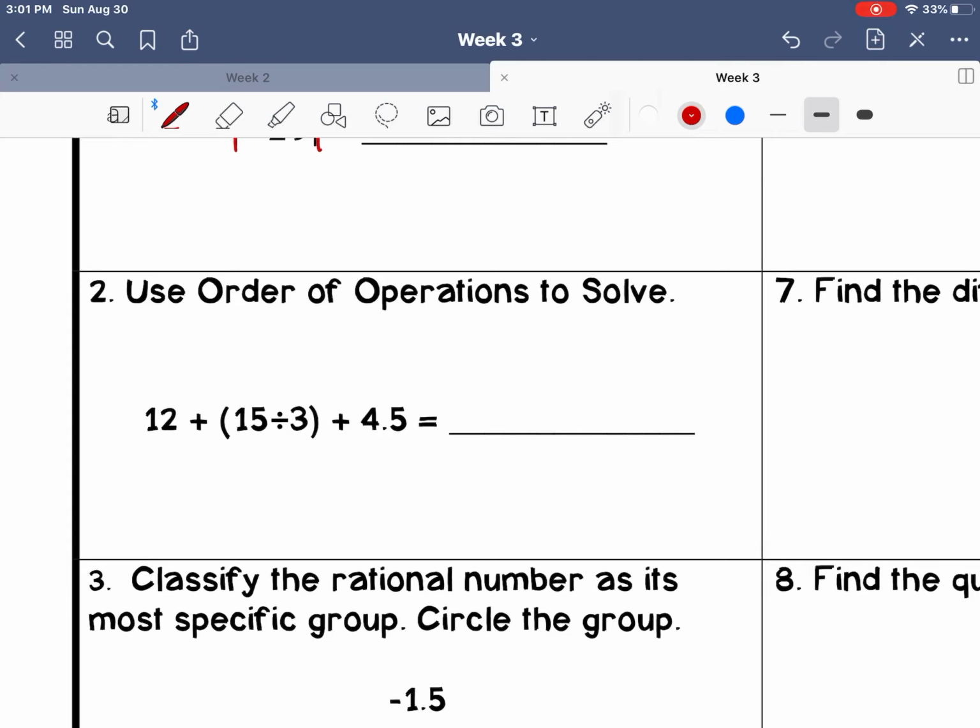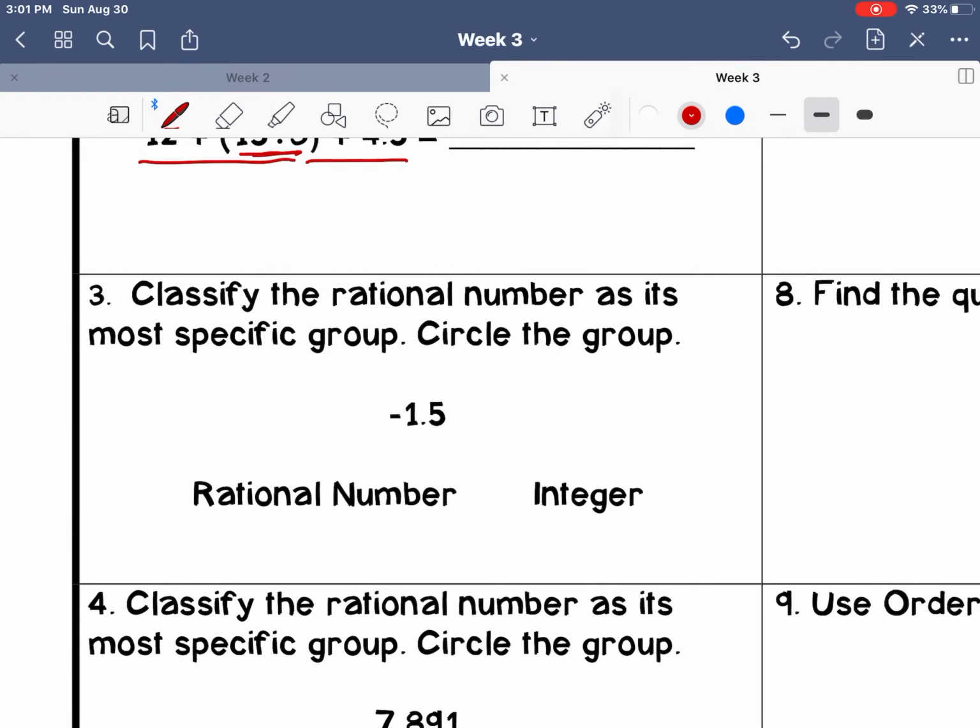Number 2 says use order of operations to solve. Order of operations are parentheses, start here. Exponents, there aren't any exponents. Multiplication and division in order from left to right, which means, well, we've already done all that. And then addition and subtraction in order from left to right. So you'll start here, then you'll add that to this and add that to that. That'll be your final answer.